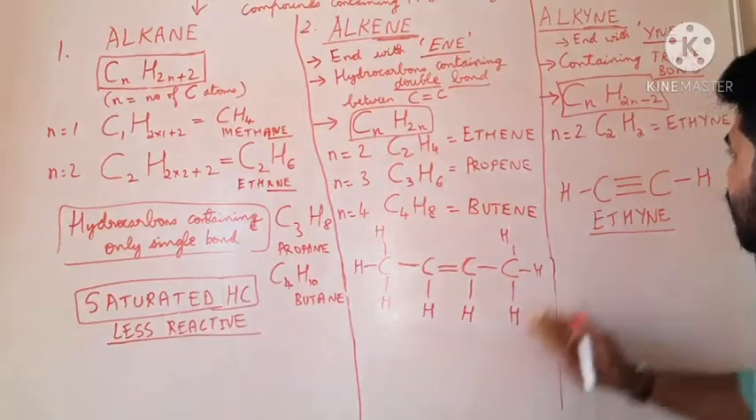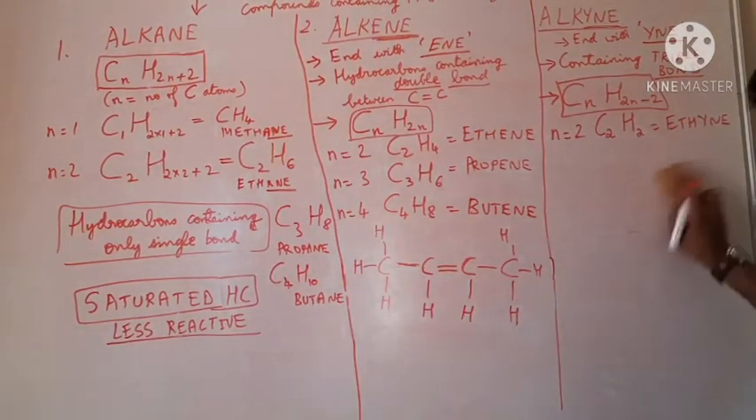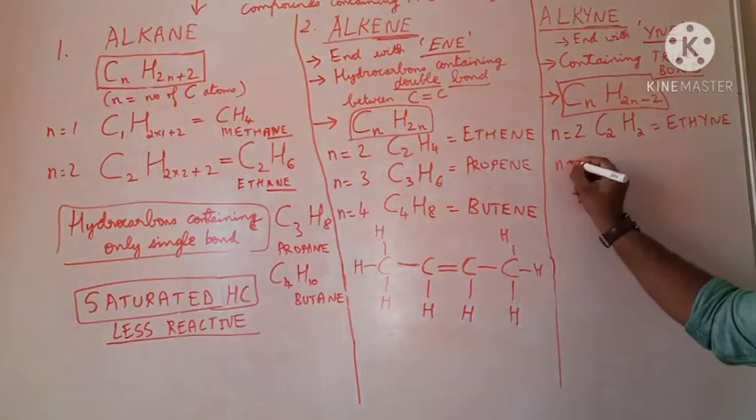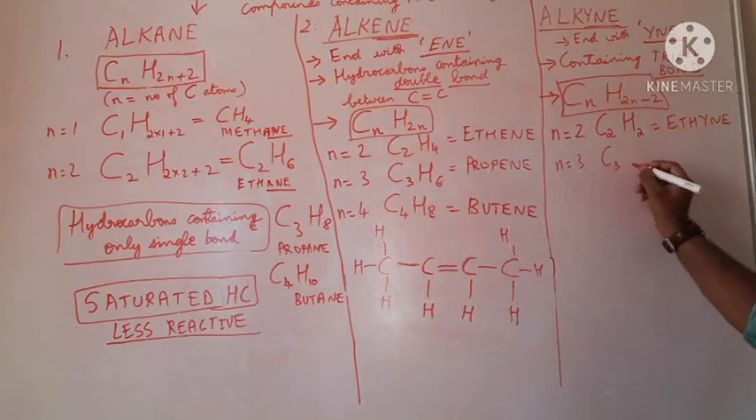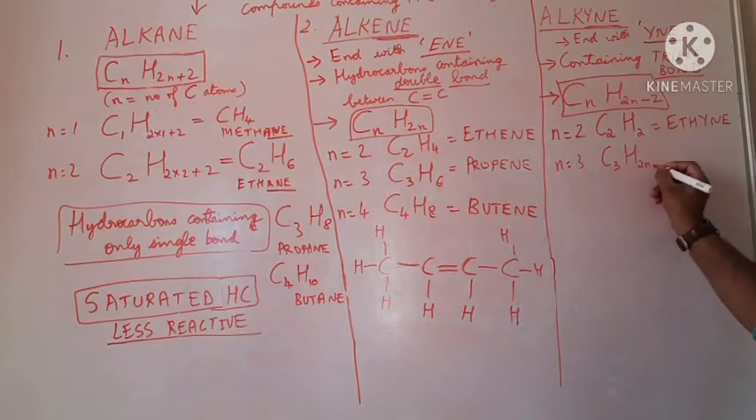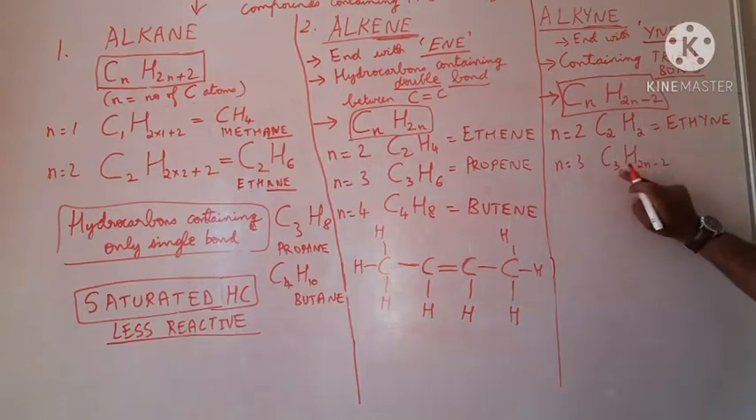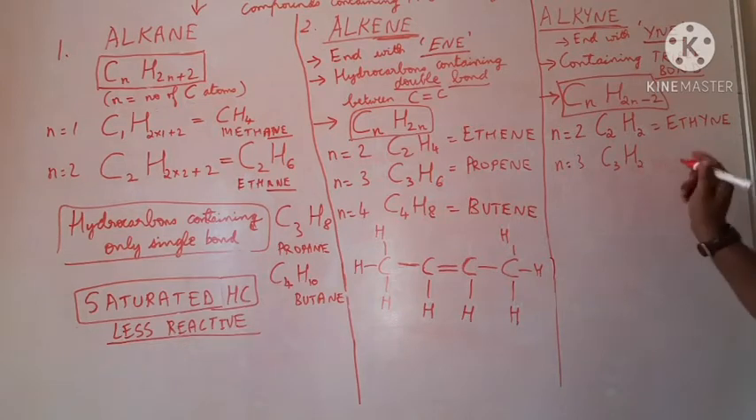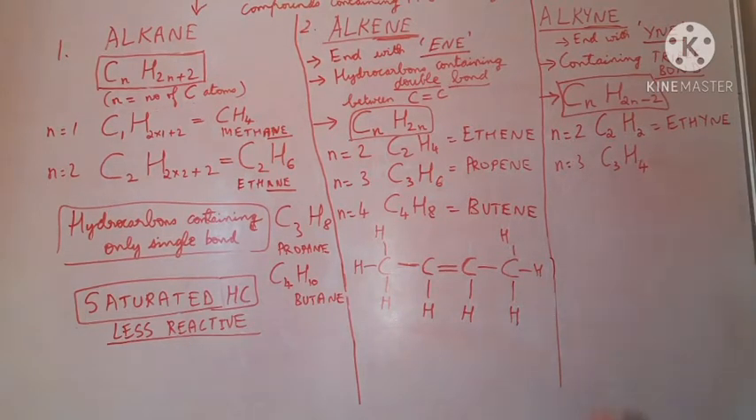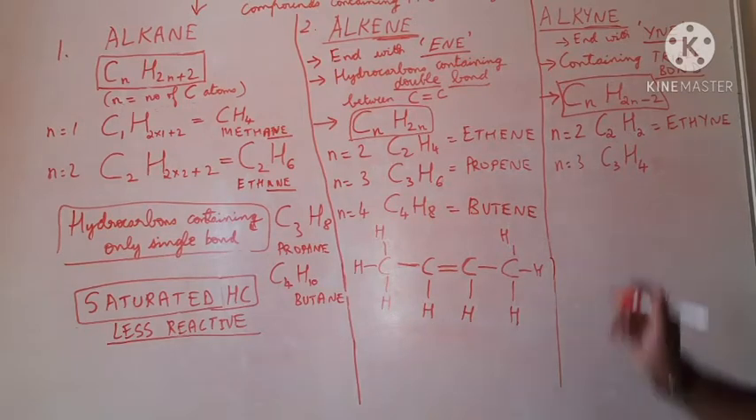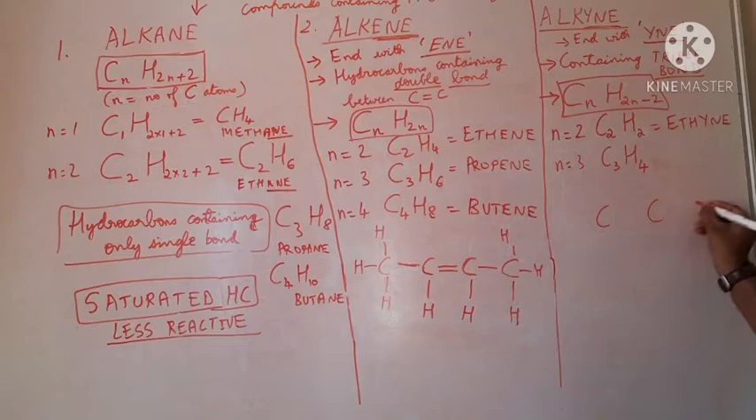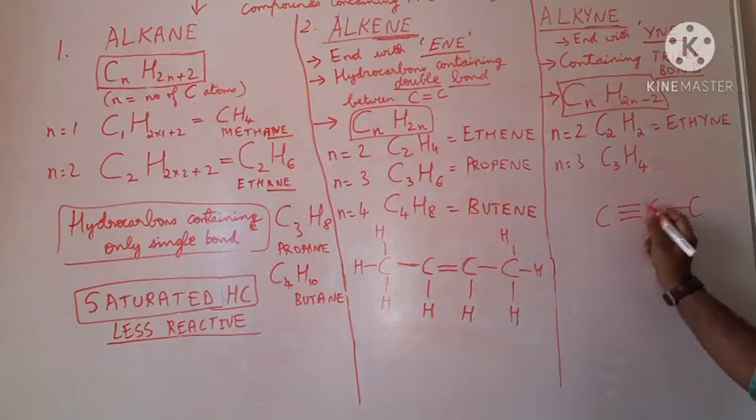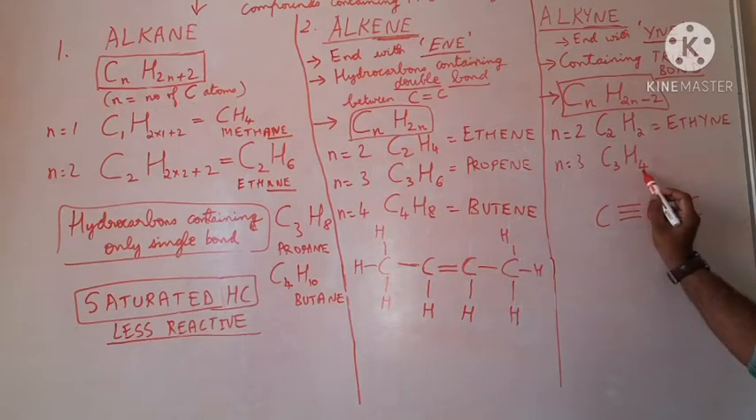Similarly, let us write the next 2 members like we have done for alkanes and alkenes. n equals 3 would be CnH2n minus 2. So C is 3, 2 into 3, 6 minus 2 is 4. So the formula would be C3H4. Write down the 3 carbon atoms, join them using 1 triple bond. 1 triple bond has to be there, and add the hydrogen atoms.